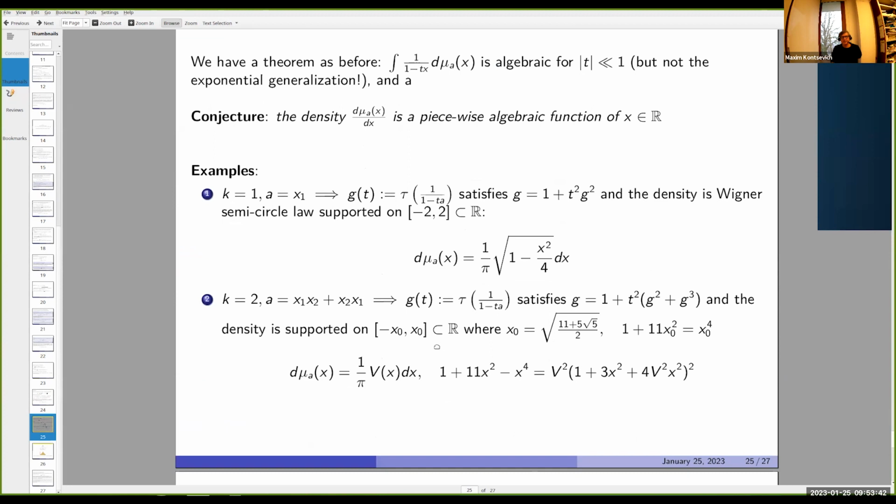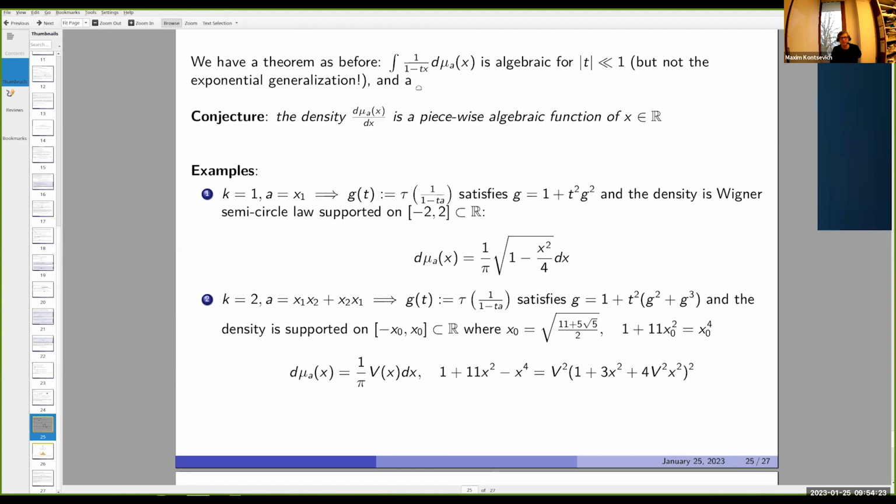So this is the theorem as before. This generating series is algebraic for t less than 1. The proof is not in Chomsky's setting, but it follows from the same logic. These non-crossing pairings generate algebraic series in non-commutative variables. Then you use this technology, this Hadamard product and so on, and you have the same proof. But this exponential generalization unfortunately doesn't work. So it's not as nice as the unitary ensemble.